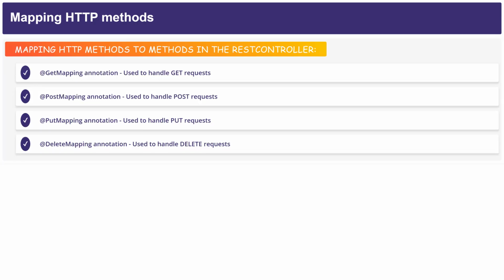In the previous segment, we learned how to create a RestController. Now, let's take a look at how to map HTTP methods to methods in the RestController. The RESTful architecture defines a set of HTTP methods for performing different operations on resources. In Spring Boot, we can easily map these HTTP methods to methods in the RestController using annotations such as @GetMapping, @PostMapping, @PutMapping, and @DeleteMapping. Let's go through each of these annotations and understand their usage.